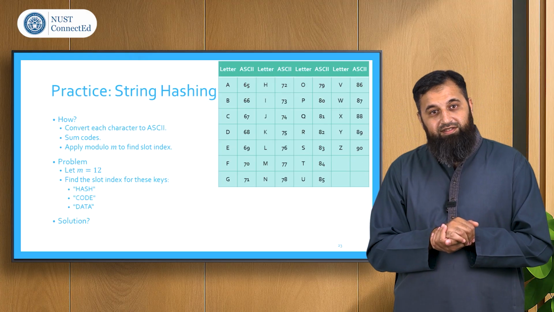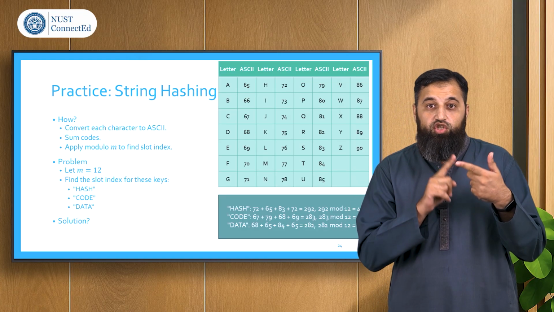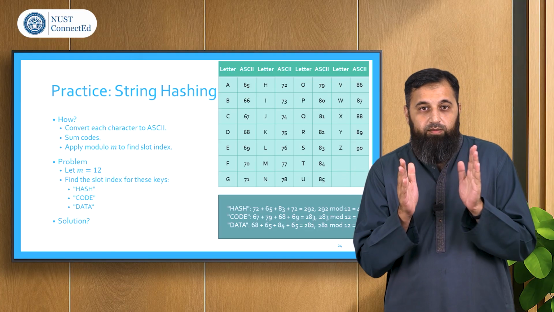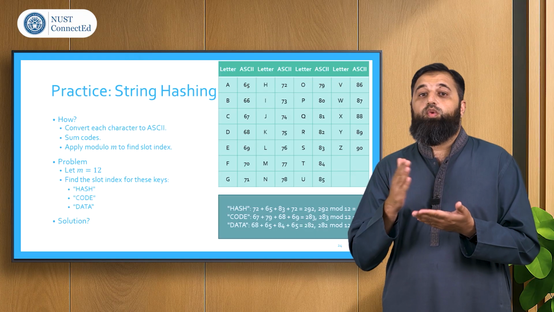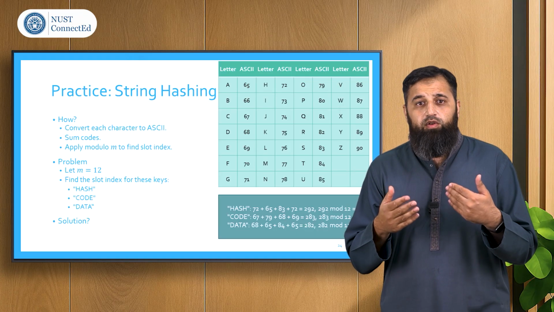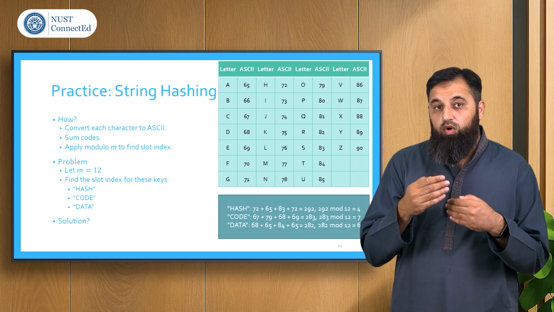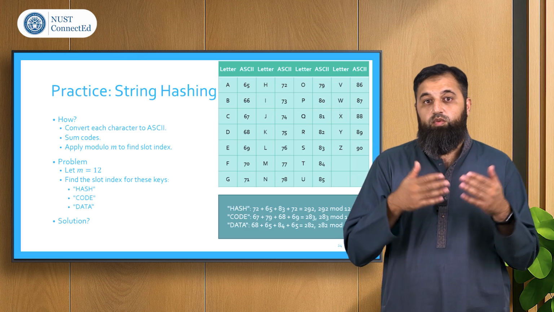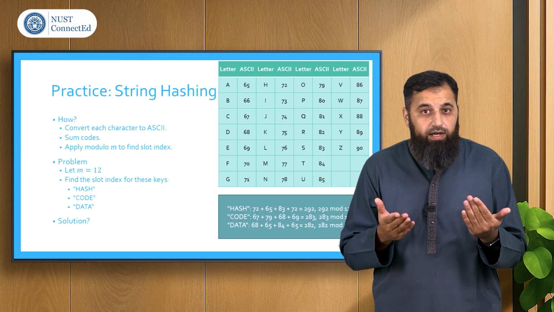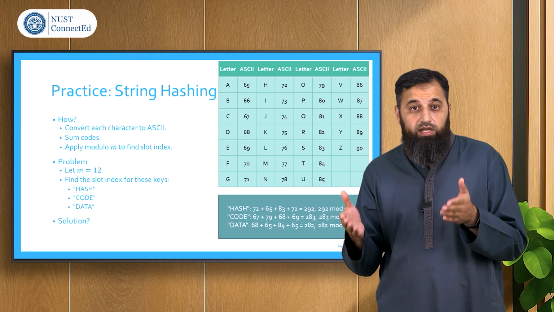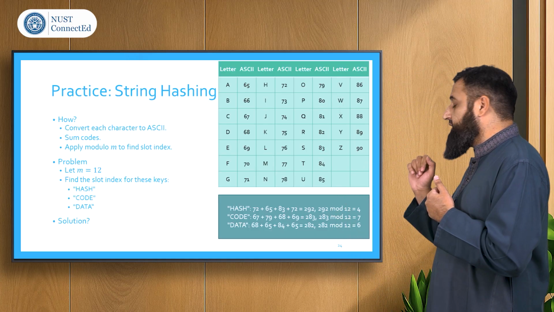Right, so with hash, we take the ASCII values for H, A, S, and H. We simply add them together, giving us 292. Then we take 292 mod 12, which gives us the value of 4. This is the index where hash can go. Then for code, after summing up the ASCII values, we get 283. We take mod with 12. This gives us 7. Finally, for data, we add the ASCII values together. This gives us 282. Once we take mod with 12, it gives us the index 6.